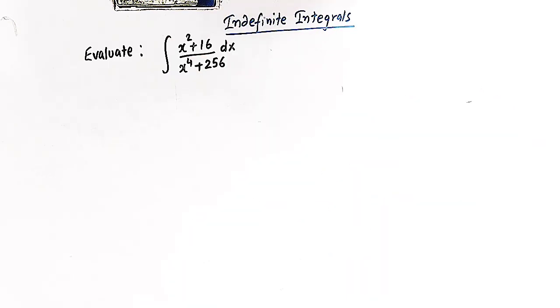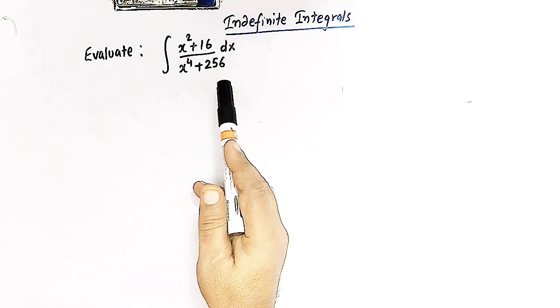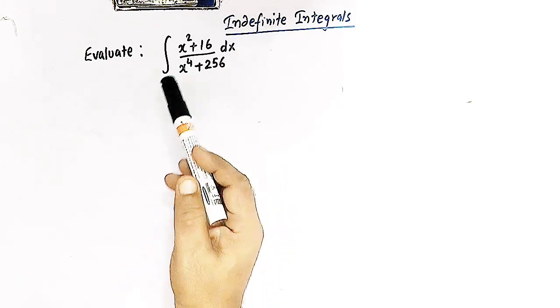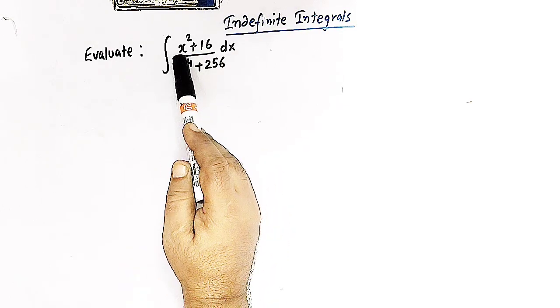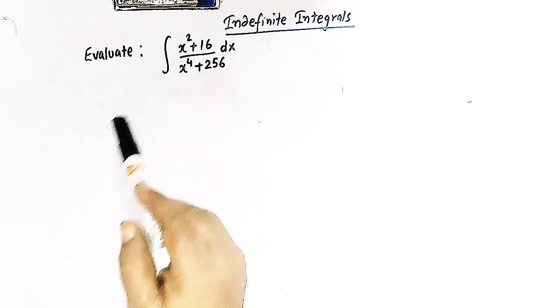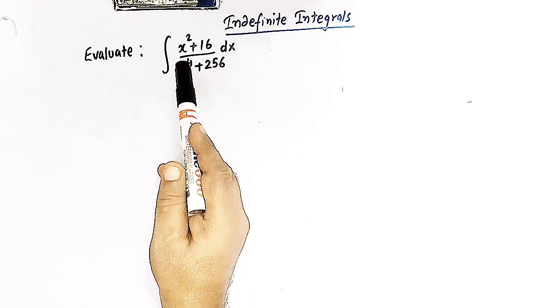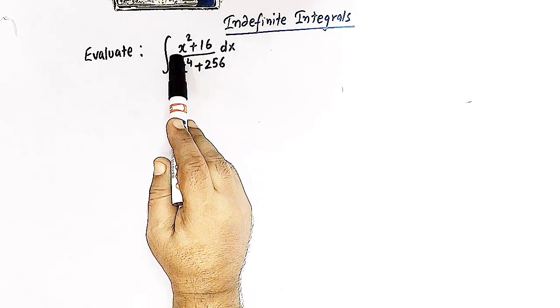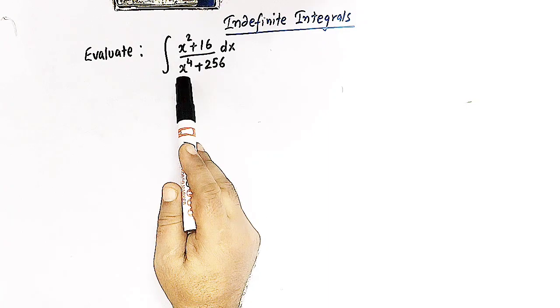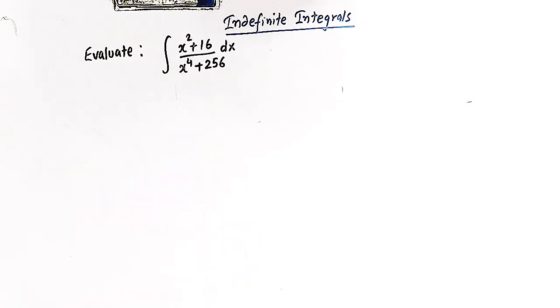Hello viewers, in today's session we are going to discuss another important problem from indefinite integrals, and in this session we are going to evaluate this important indefinite integral, where we have the integral of x square plus 16 divided by x raised to 4 plus 256, and here we observe that the numerator is a quadratic function and the denominator is a biquadratic function.